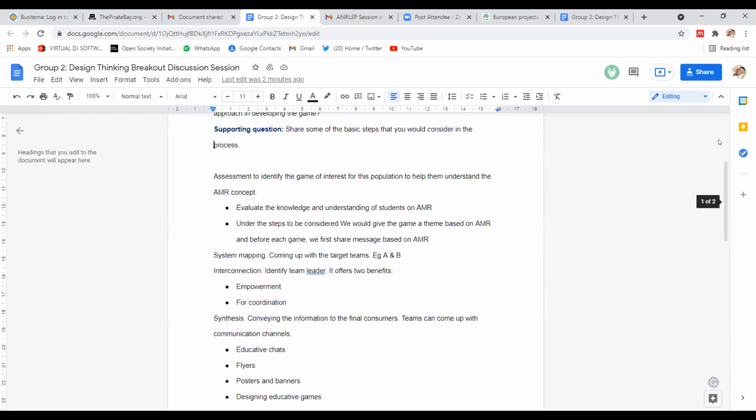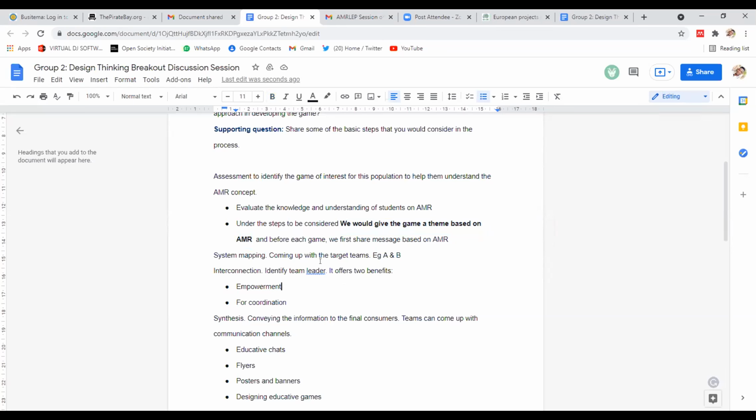Once we've identified the game, we'd like to give this game a theme based on antimicrobial resistance. Before each game, we can share a message about antimicrobial resistance, or deliver this message at the end of the game. So this is the point that I've highlighted about giving this game a theme. Then after that, I want to do system mapping.